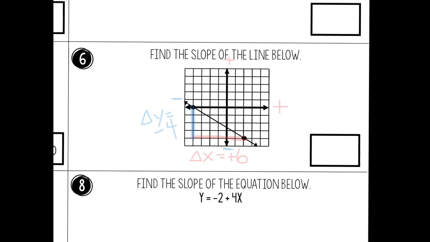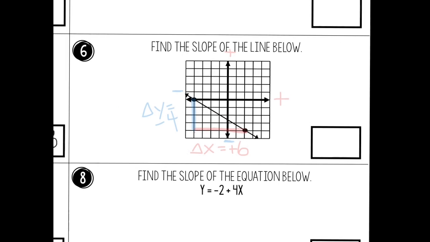So now I go to that same formula that I've had, which says that m is equal to my change in y over my change in x, and I put my -4 in the numerator position and my +6 in the denominator position.